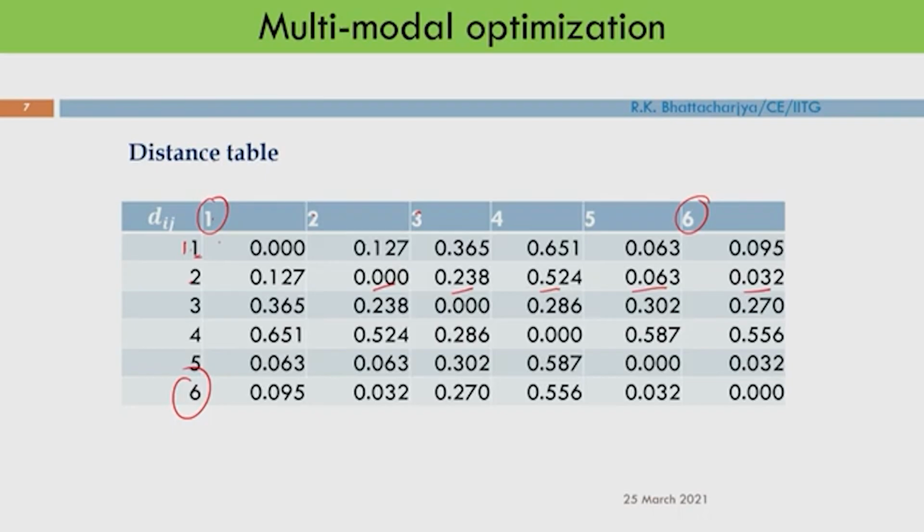So, distance between 1 and 1 is 0, between 1 and 2 is 0.127, between 1 and 3 is 0.365, between 1 and 4 is 0.651, between 1 and 5 is 0.063 and between 1 and 6 is 0.095. You can see the diagonal values are 0 because the distance between 2 and 2 is 0, between 3 and 3 is 0, 4 and 4 is 0, 5 and 5 is 0 and 6 and 6 is 0. So I am getting this distance, and I can calculate it easily. I think this is not that difficult.